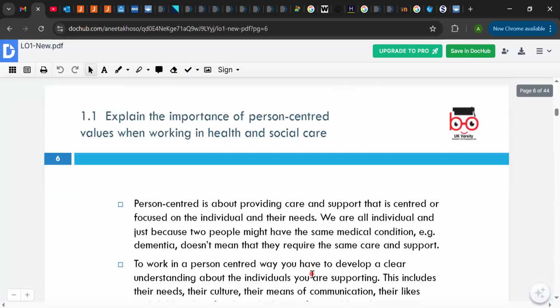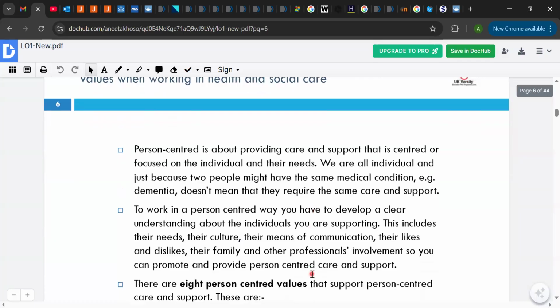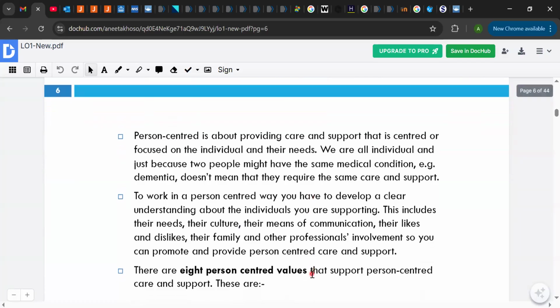So now we explain the importance of person-centered values when working in health and social care. It's about providing care and support which is centered or focused on the individuals and their needs. We are all individuals, and just because two people might have the same medical condition, for instance, both might have dementia, but there's a female who has dementia and there's a male who has dementia, they have different care needs, they have different support needs.